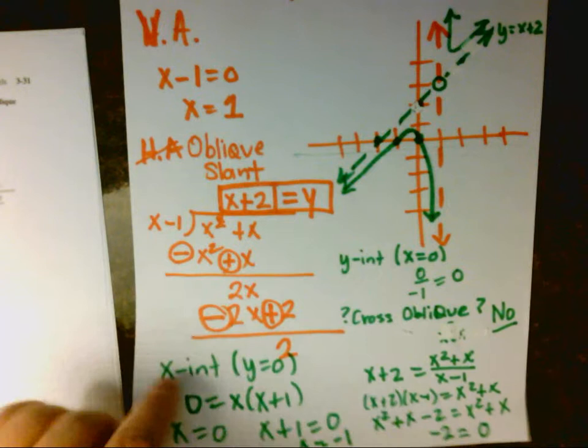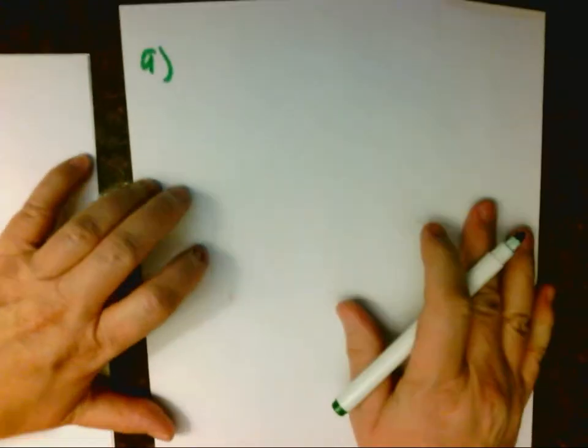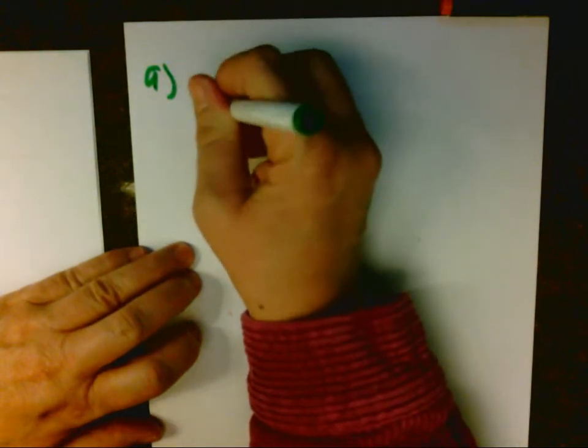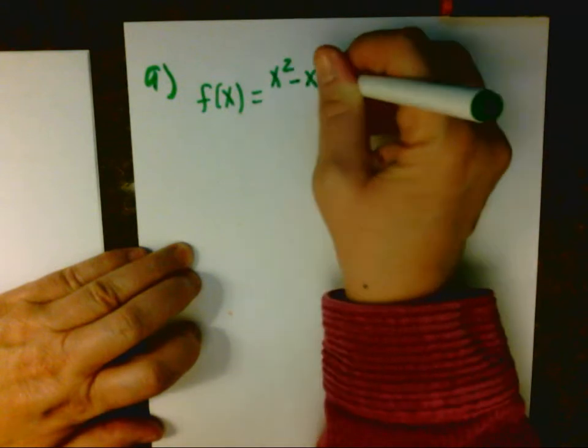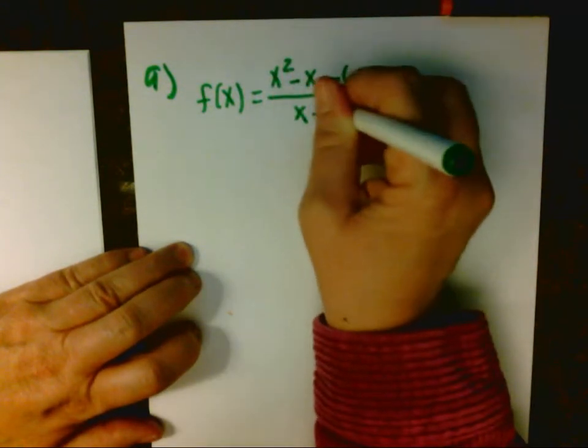All right, good. That's number 8. We have one more kind of special case, number 9. And then we're going to do an application. Example number 9. We are being asked to graph the function f of x equals x squared minus x minus 6 over x minus 3.